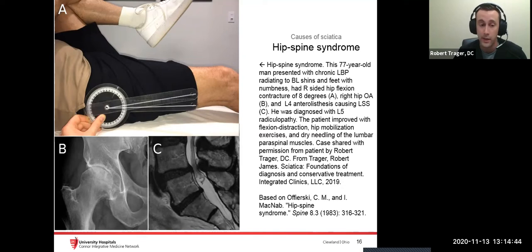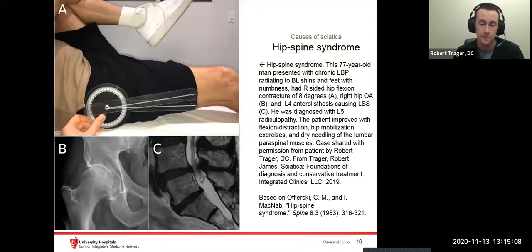Image B is showing hip arthritis, and C is showing what we call lumbar stenosis, with a narrowing in the spine here where the nerves are coming down. They get a little bit pinched right here. And so if you have these three things shown plus the sciatic pain, we call that hip spine syndrome. And it's just an example of how many different factors can combine to produce sciatic symptoms.